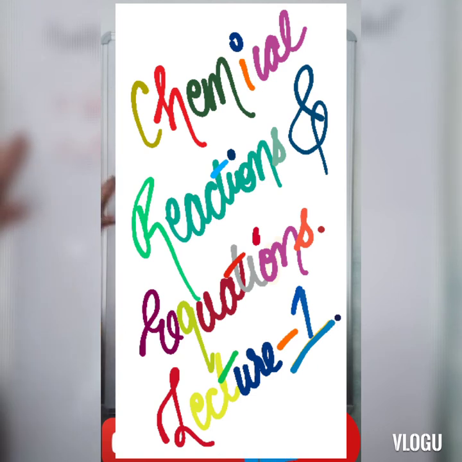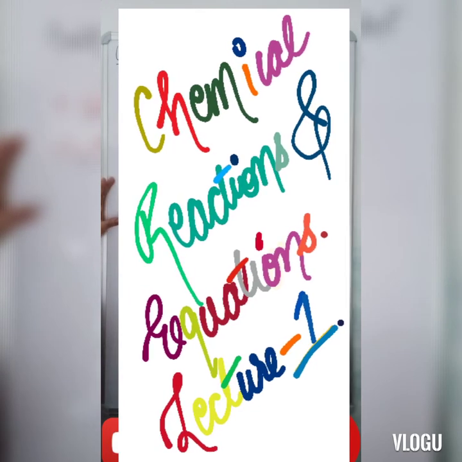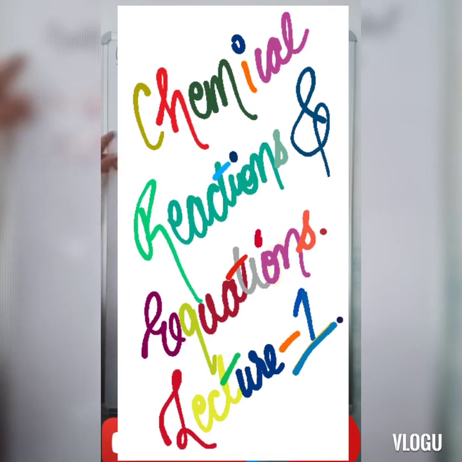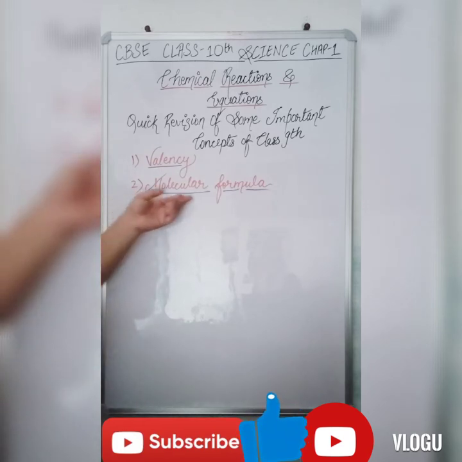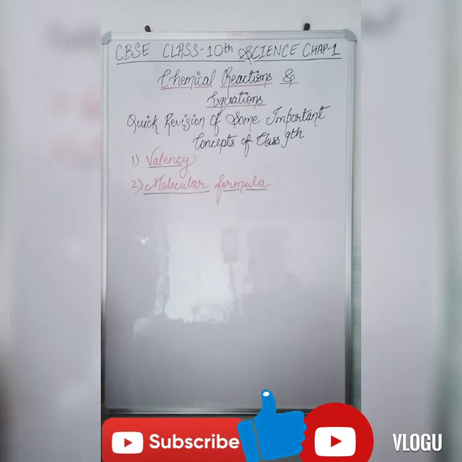So I have written a few things over here and it is for a very quick revision of some important concepts of class 9th. That means this chapter requires some prerequisite knowledge from you which you have learnt in class 9th. So first important point which you might have learned earlier is the concept of valency, and second one is molecular formula. So let's just revise what is valency.